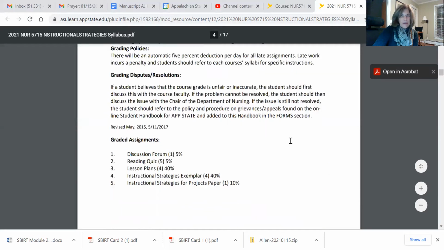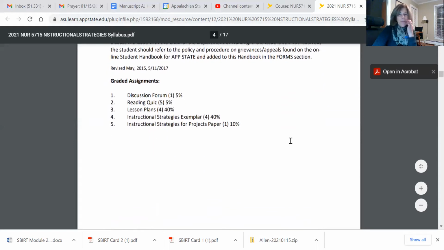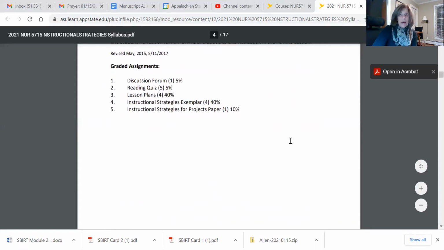All the rest of this information is the same. So here's, we will have one discussion forum, and you should think of this as a brief writing forum before you post that particular forum. You will not be able to read anyone else's response until you post. So once you post in a forum, then you can see how other people responded.